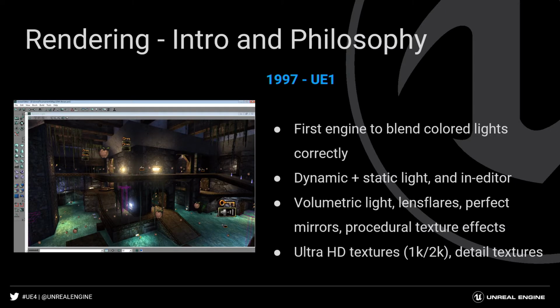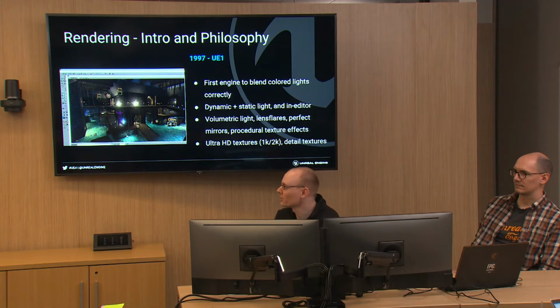It actually had dynamic lighting and static lighting and would blend the two together. It had volumetric lighting, even lens flares, and insanely crazy perfect mirrors, which was awesome to see. It had procedural texture effects. If you look at what Unreal Engine 1 had more than 20 years ago, it's crazy. A few years after the initial release, it had HD textures, 1K to 2K in resolution with detailed textures on top of it, and we're talking about computers back then that had 256 megabytes of memory or something. It's insane. So that sets the base, and we carried on from that.